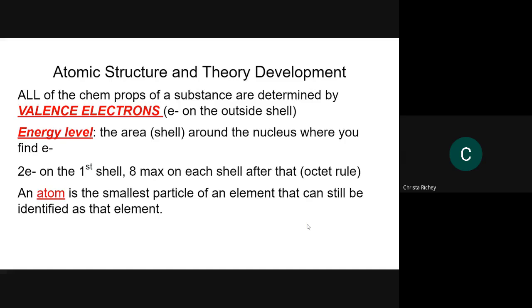But the smallest part of an element that still behaves like the element is called an atom. And each element's atoms are unique. But all of their own atoms are the same as each other.